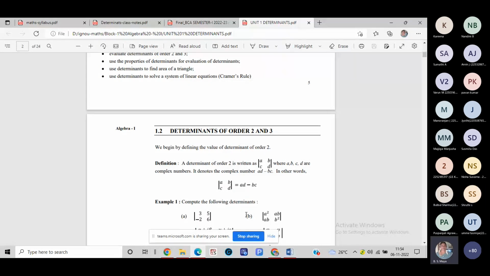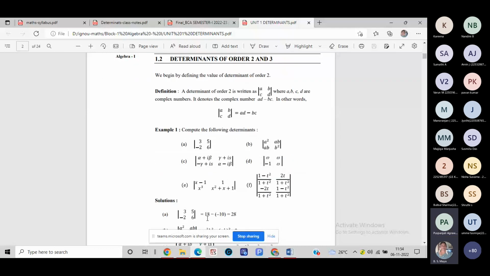28. You should be careful. 6 3s are 18. Minus, the normal formula, minus should be there. Minus 2 into 5 how much? Minus 10. Minus into minus how much? Plus. Now 18 plus 10 how much? 28. Any doubt? Any doubt?